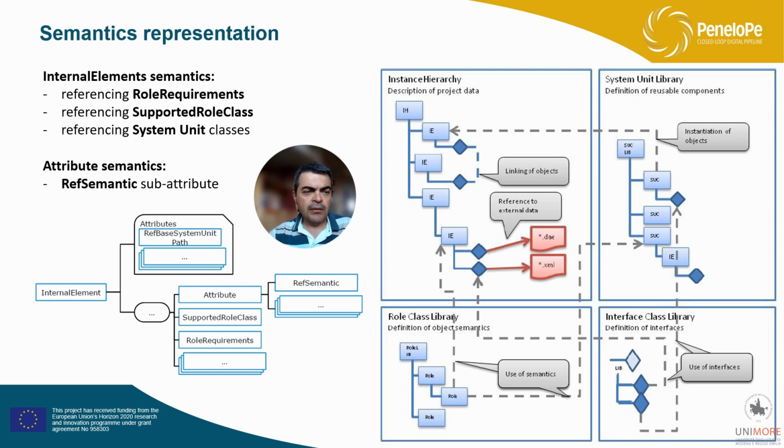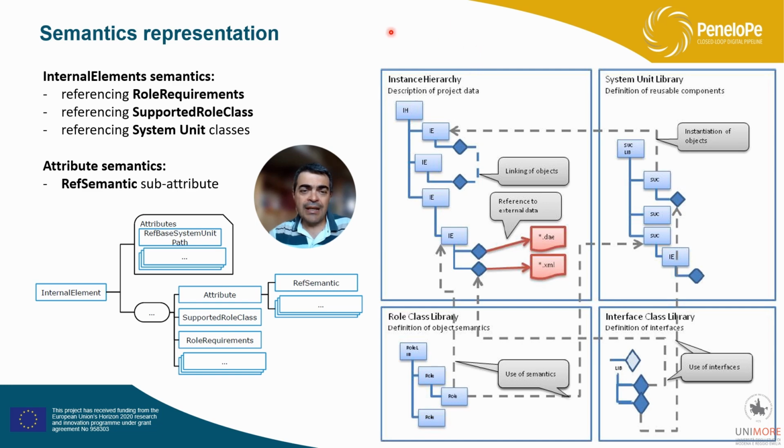For instance, we may use the ref semantic attribute to add references to the semantics. So we have quite a few ways to make a specification of the semantics of a certain object. And in general, the AutomationML file is a quite complex structure in which we have different sections. We have mentioned the instance hierarchy, but we have also other sections in the file.